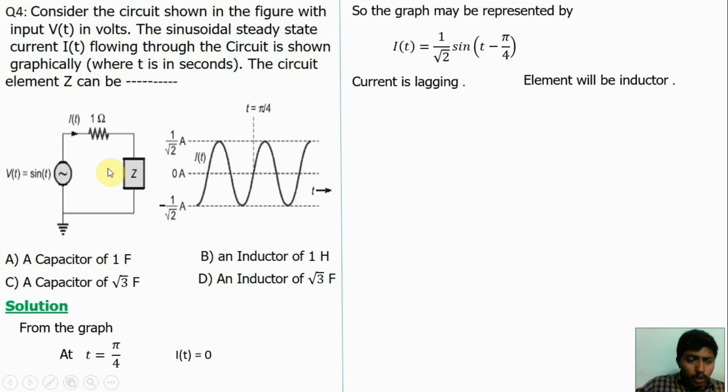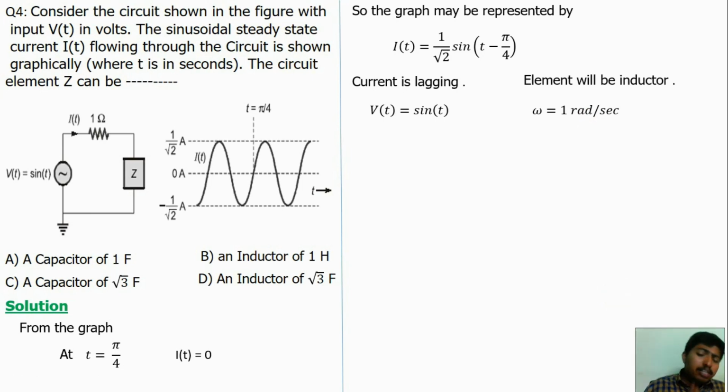From the circuit, V of t is given. V of t is equal to sin t. From the voltage, we can find the angular frequency omega is equal to 1 radian per second, because the standard formula is voltage V is equal to Vm sin omega t. Vm value is 1, omega value is 1. Okay, omega is equal to 1.